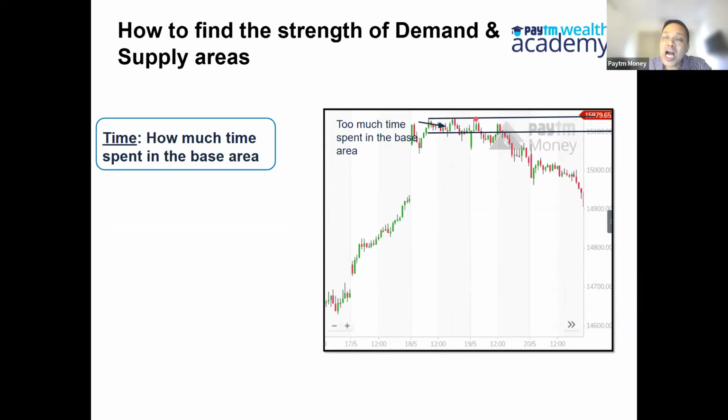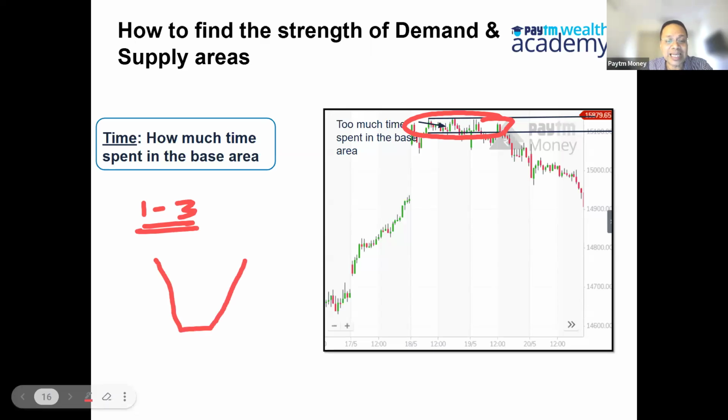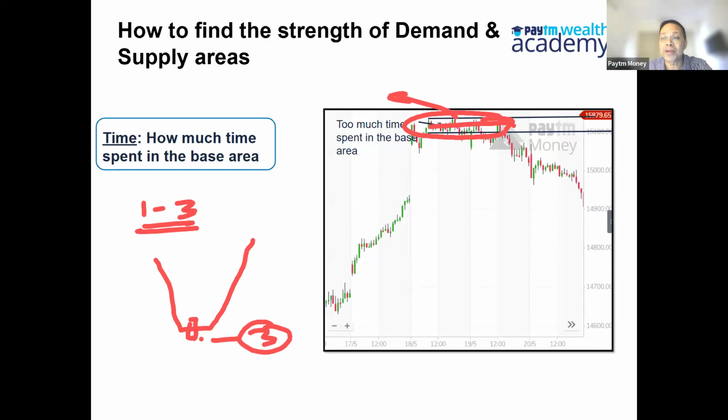Now, another factor is how much time it has spent in the zone, right? Usually, how many candles should there be in the base? Ideally, there should be 1 to 3 candles in the base. What we discussed as drop, base and rally, right? So in this base, how many candles should there be? Max 3 candles, not more than 3. Now look here. This is a rally, this is a base, and this is a drop. But here there are a lot of candles, right? So this is not a good base. This is not a good supply zone, because there are too many candles.